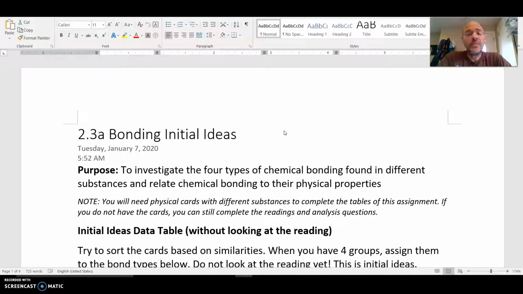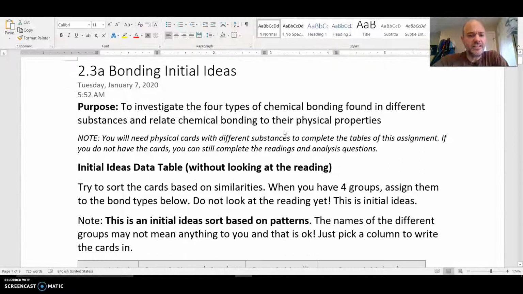I will say one thing I've noticed about this that I wish I'd caught before I posted it is that the structure of it is weird. It has the reading all the way at the end, and you really need to do the reading kind of in the middle. So I'll talk about what that is. All right, so initial ideas.